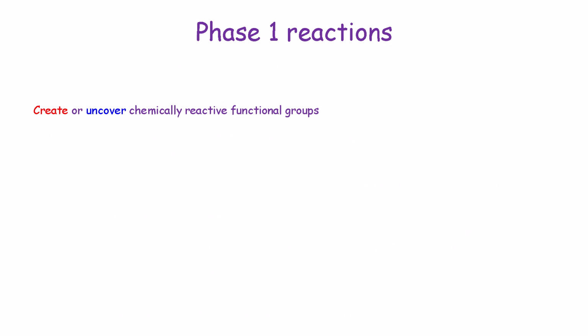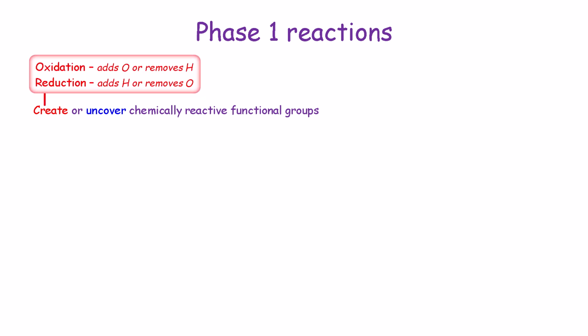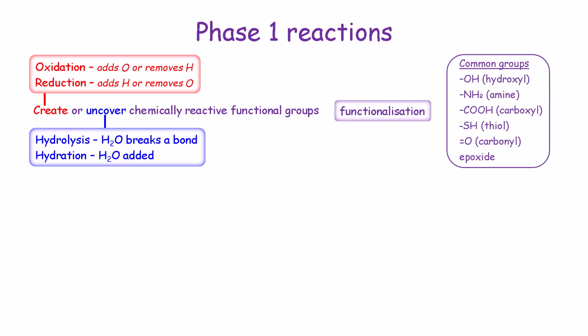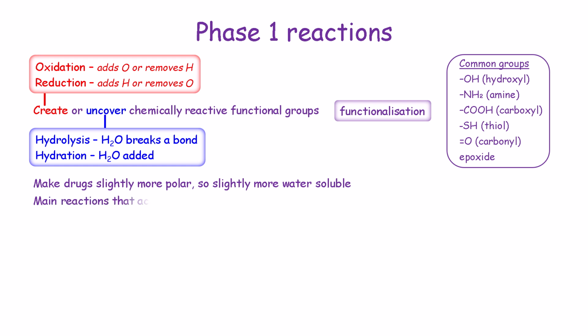Let's look first at phase 1 reactions, which create or uncover a chemically reactive functional group in a drug molecule. The types of reaction that add functional groups are oxidation and reduction. The reactions that uncover functional groups are hydrolysis and hydration. Both are known as functionalization, and these functional groups are commonly involved. The effect in each case is to make the drug slightly more polar, so slightly more water-soluble. Phase 1 reactions are the main reactions that activate prodrugs.